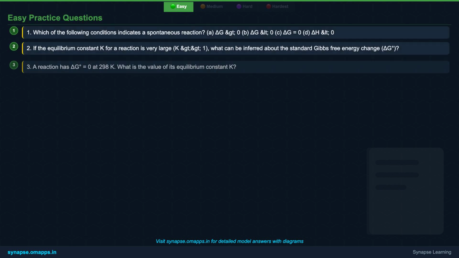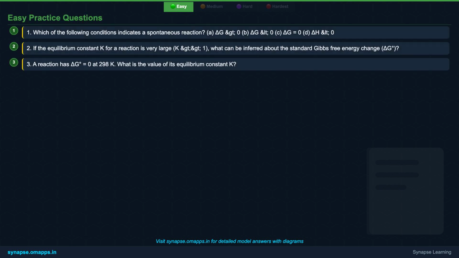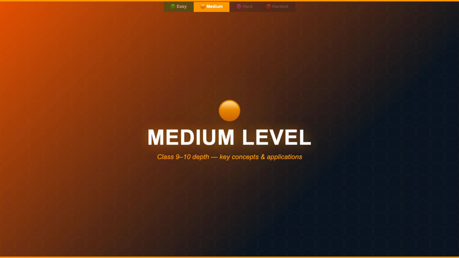Now, let's test your understanding with a few quick practice questions. Take a moment to think about these scenarios and apply the concepts we just discussed. These questions will help solidify your grasp on Gibbs energy and its role in determining spontaneity and equilibrium. Good luck! Let's deepen our understanding.